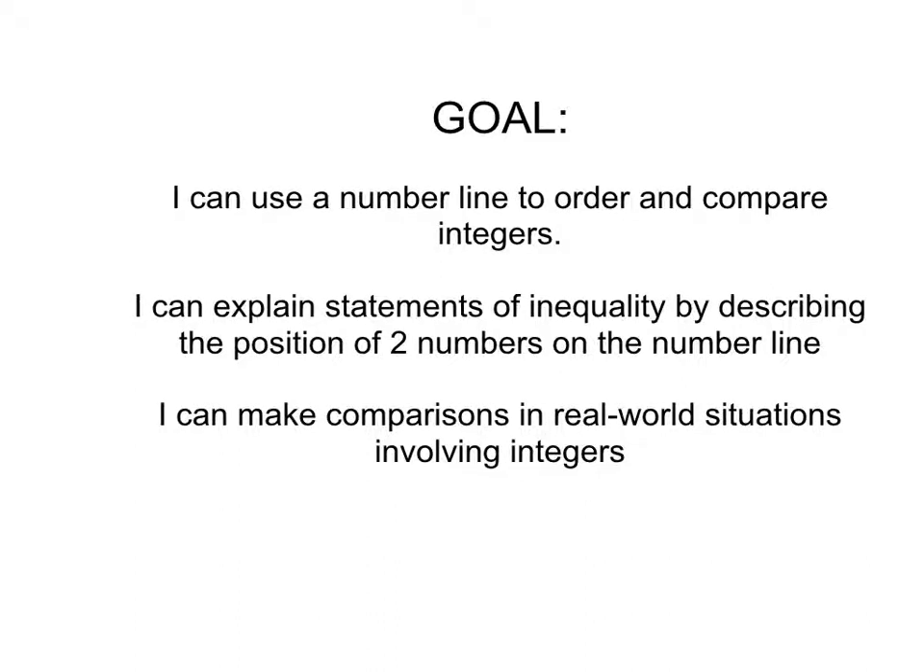So in this lesson, we have multiple goals that we're going to try and accomplish, but they're all kind of related to one another. Our goals are: I can use a number line to order and compare integers. I can explain statements of inequality by describing the position of two numbers on the number line. And the last goal is I can make comparisons in real-world situations, which is very similar to the first goal, just those integers are going to be actual real-world situations.